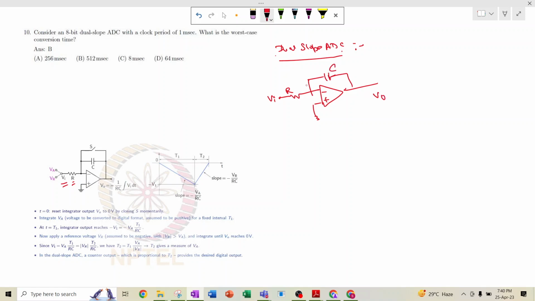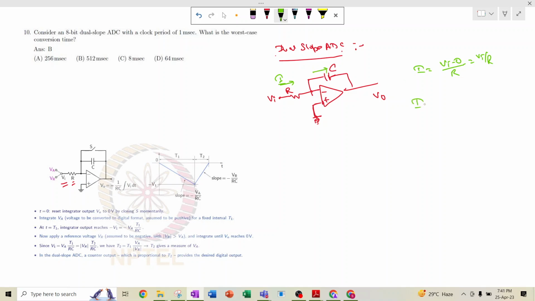So how to get the VO? Here the virtual ground concept holds, because it is an ideal op amp and it has negative feedback, that means the virtual short concept holds, V minus is equal to V plus, and V plus is equal to ground, real ground, that means V minus will be in virtual ground condition. Okay, so the current flowing through this will be I, the I will be Vi minus 0 divided by R, that is Vi by R. The same current will have to flow through this.